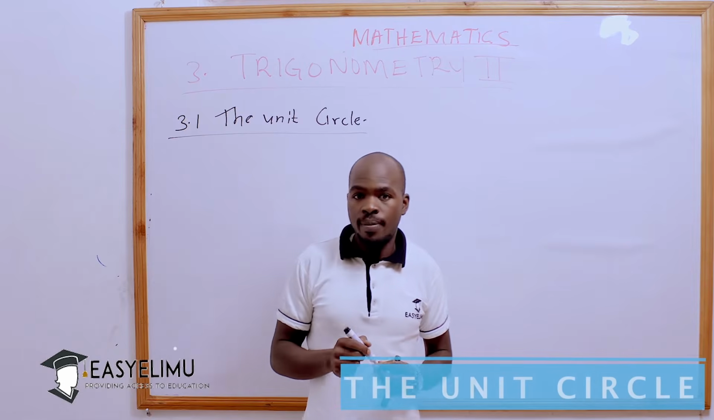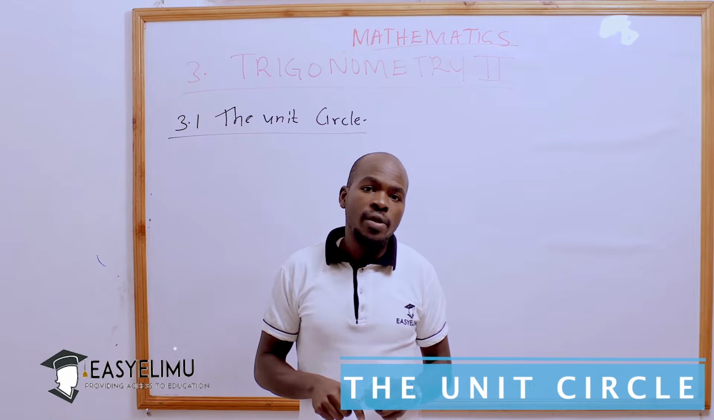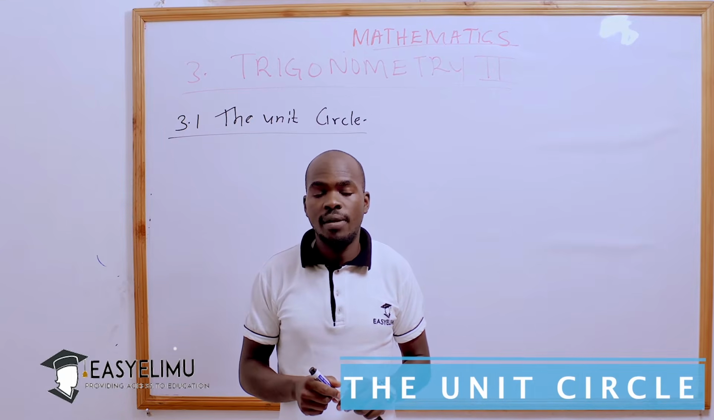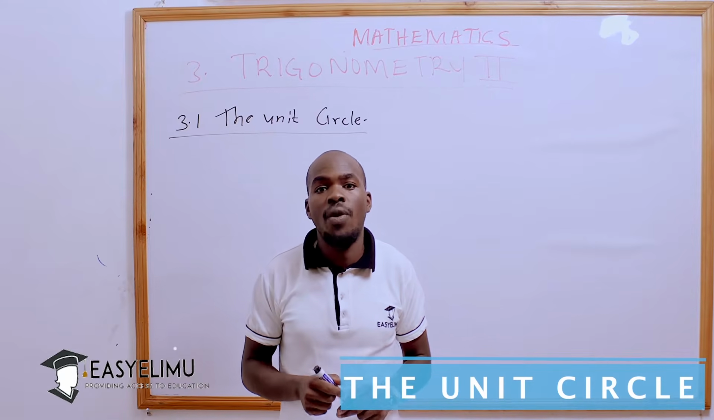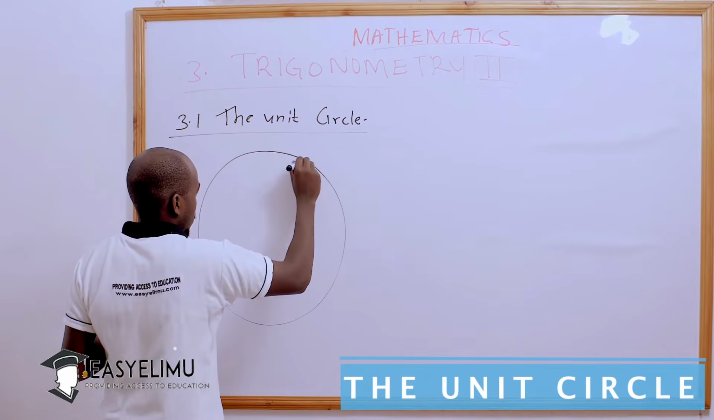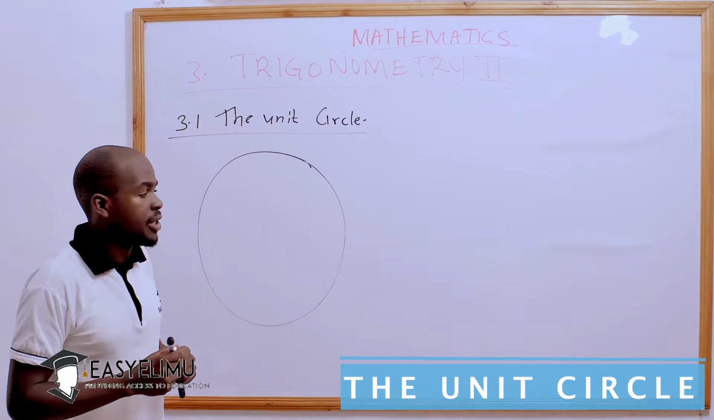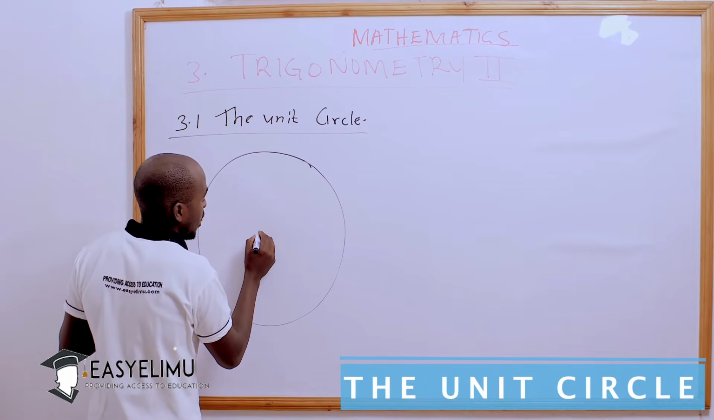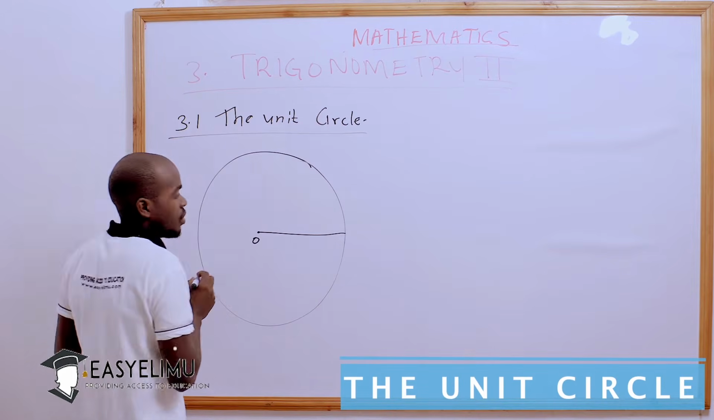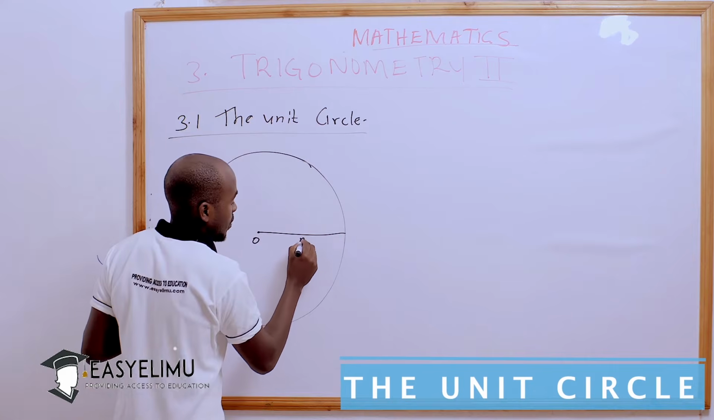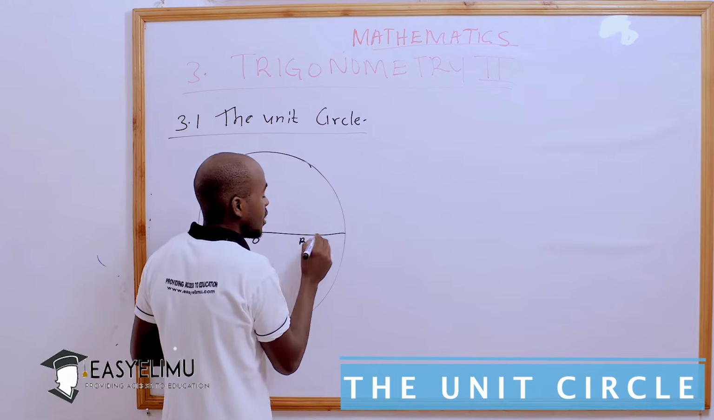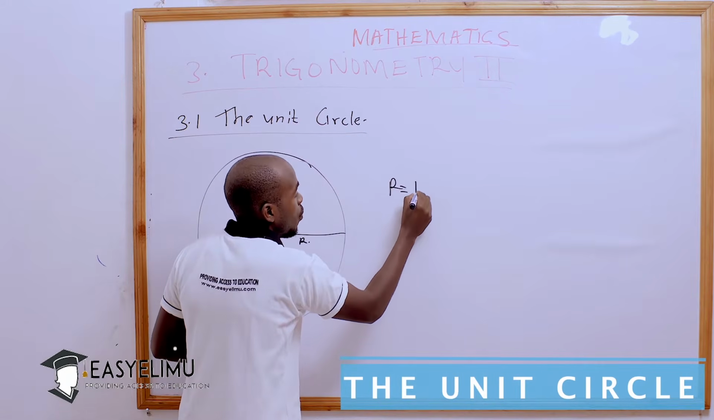A unit circle is a circle drawn with the radius being 1 unit in each case. That means the diameter is 2 units, but the radius is 1 unit. If you move from the origin, point O, to that one, that is our radius R. And if you measure that radius, it is equal to 1 unit.